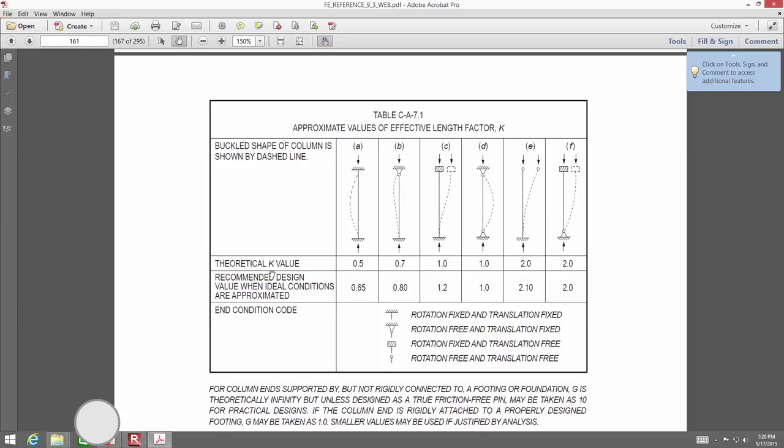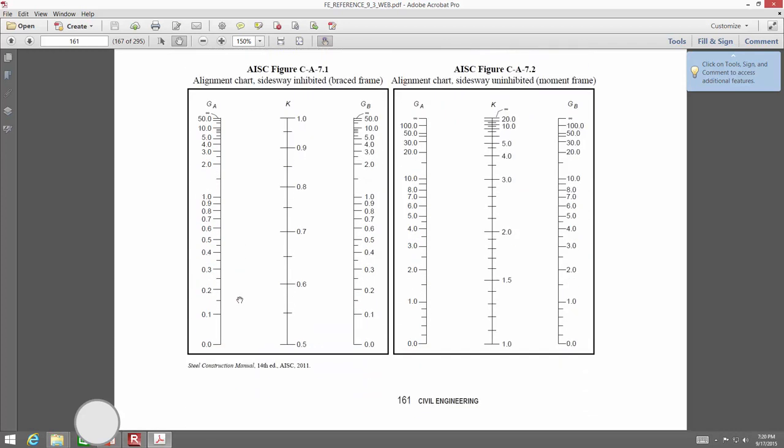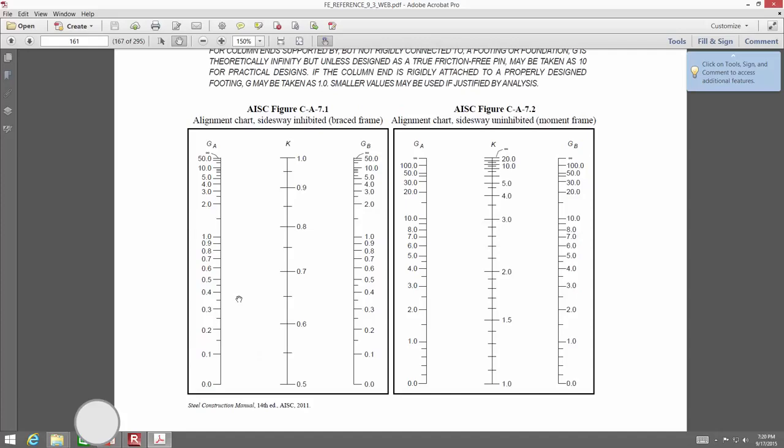And remember, these are your end-condition codes. So if I'm looking at column D, that is a column that's pinned on the top and pinned on the bottom. So the ends are free to rotate, so that's a K value of 1. Everybody good? All right. So down below that, our familiar alignment chart.